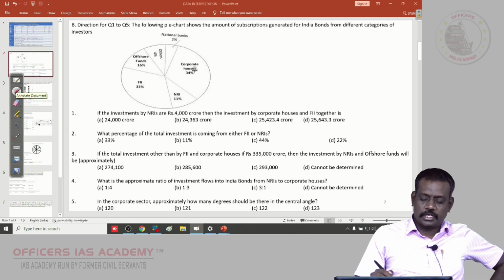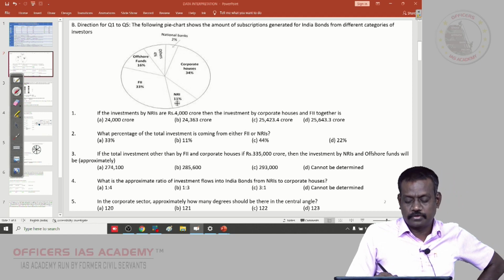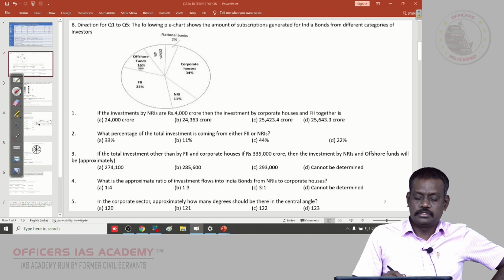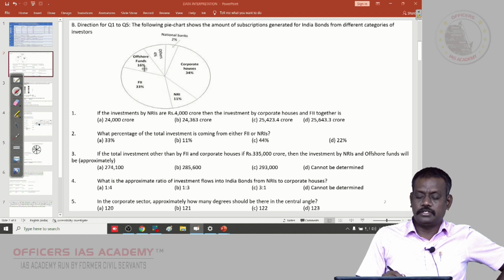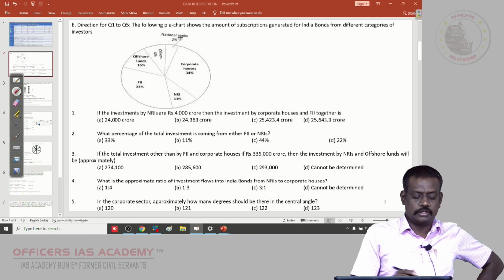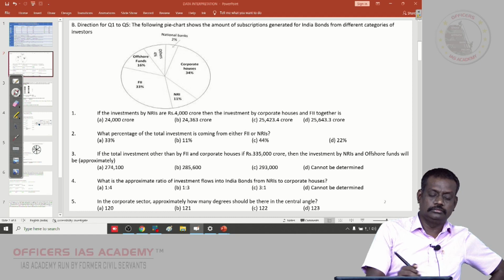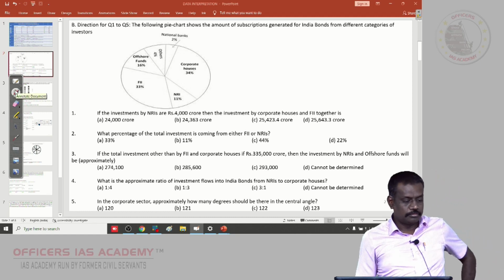So here you will get 100 only. 34 plus 11 is 45. 45 plus 33 is 78. 78 plus 16 is 94. 94 plus 4 is 98. 98 plus 2 is 100. Yeah, so you are getting 100. So please solve this.